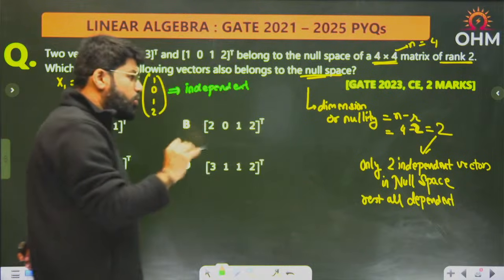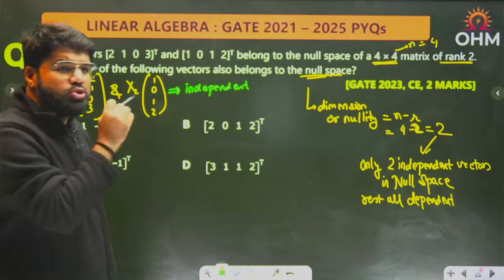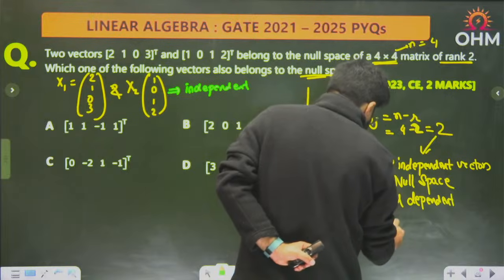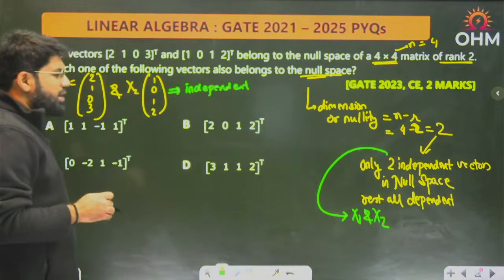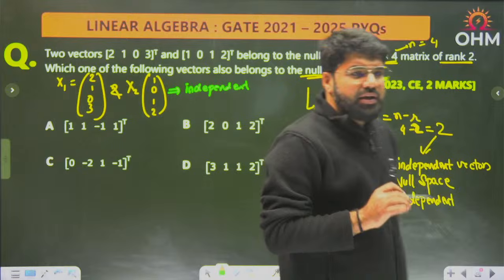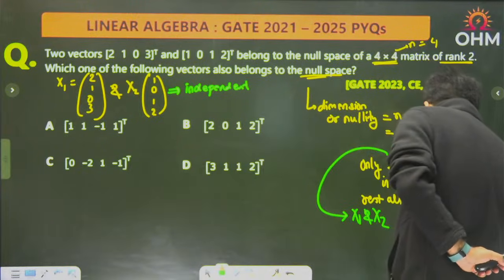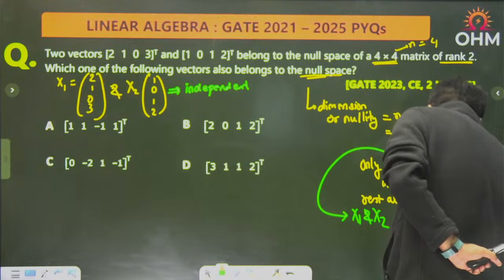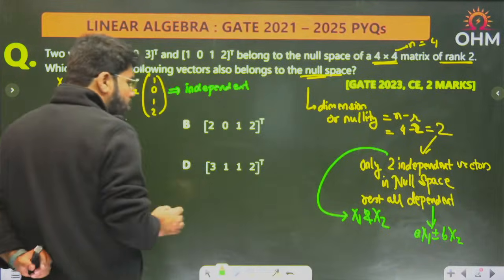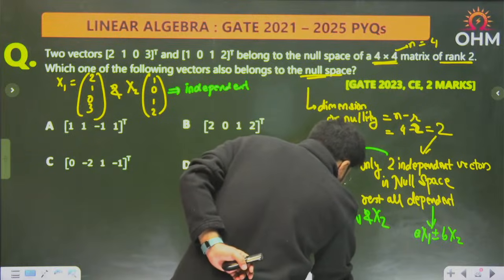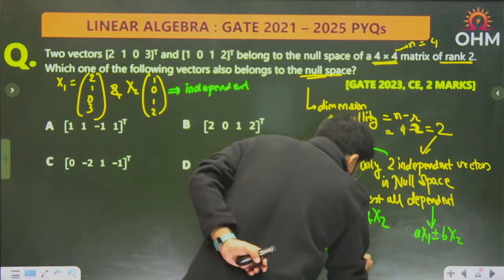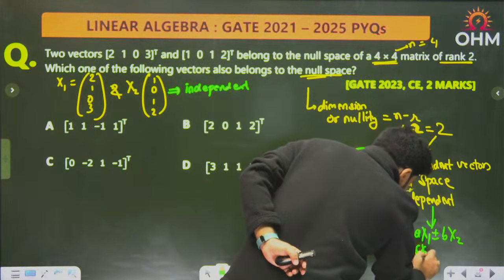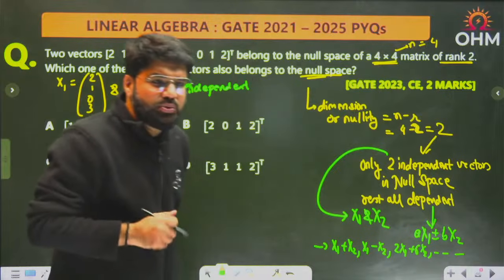So I tell you that there are only 2 independent vectors in the null space, and those 2 independent vectors are already given. That means the rest are all dependent. Which of the vectors are dependent on x1 and x2? There can be any dependency on x1 and x2: a x1 plus or minus b x2. What is the meaning of any type of dependency? It may be x1 plus x2, it may be x1 minus x2, it may be 2x1 plus 6x2, or any such combination can be formed.